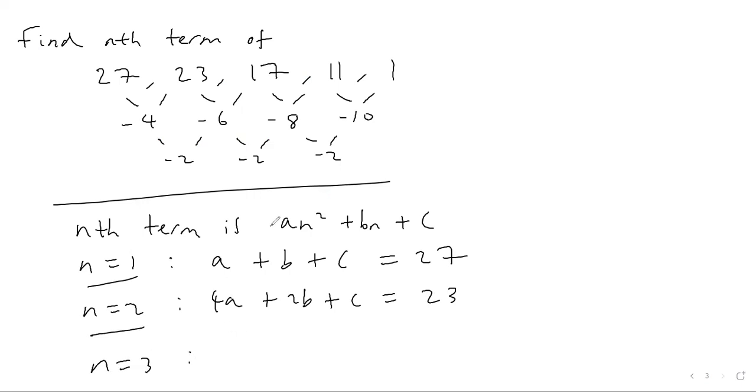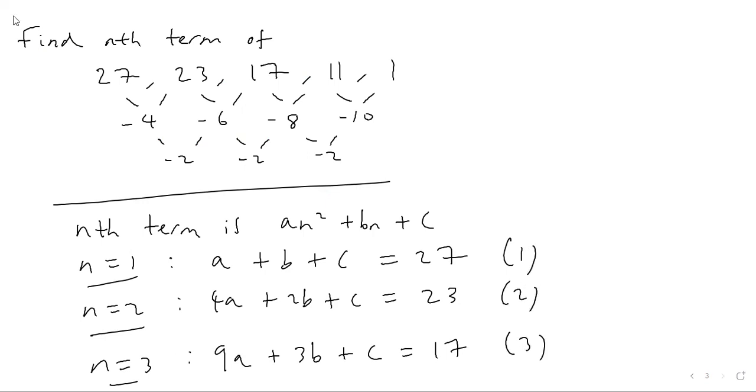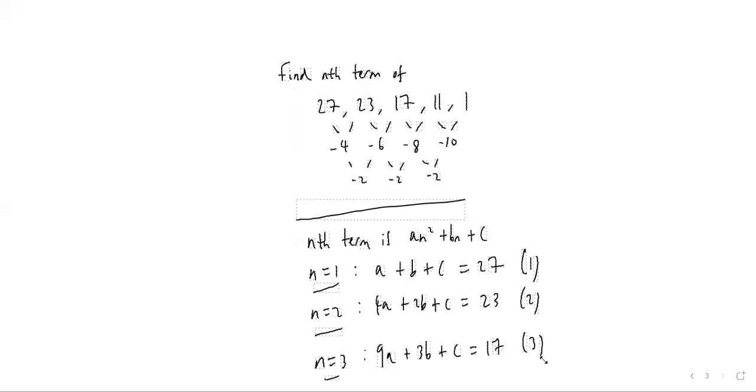So in this case n squared, 3 squared, is 9, so 9a plus 3b plus c at the end. That's going to give us 17. So let's call this equation number 1, this equation number 2, and this equation number 3. Okay, so we've got 3 equations there.